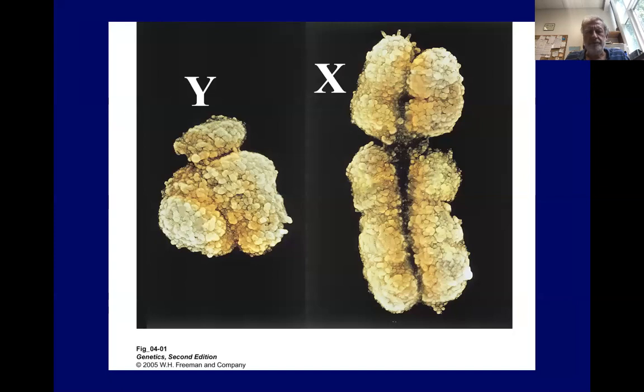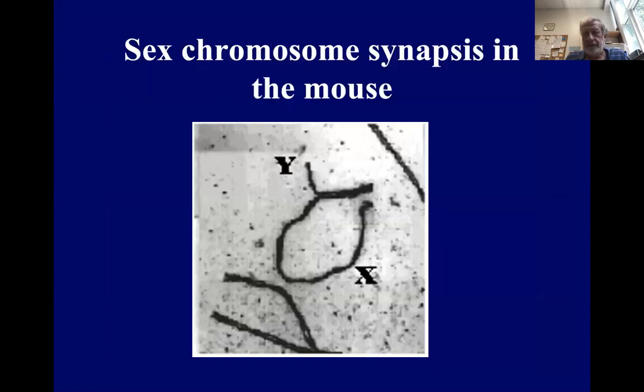This shows you again, the X is about 2.5 times the size of the Y chromosome. A human X and Y next to one another. They do synapse together. This is an X and Y chromosome in the mouse, and you can see that the Y is just this little segment here that sticks up, and the X is the big long bent chromosome.